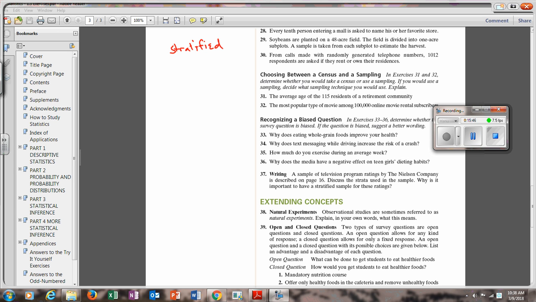Okay, number 31. The average age of the 115 residents of a retirement community. Would this be a census or sampling? In this case, it would be a census. We're probably going to just go through all 115 residents in the retirement community. So that would be a census because we're doing all of them.